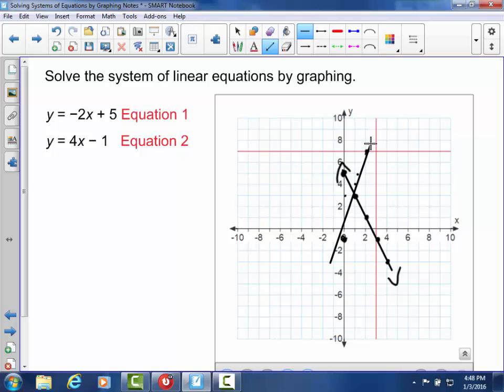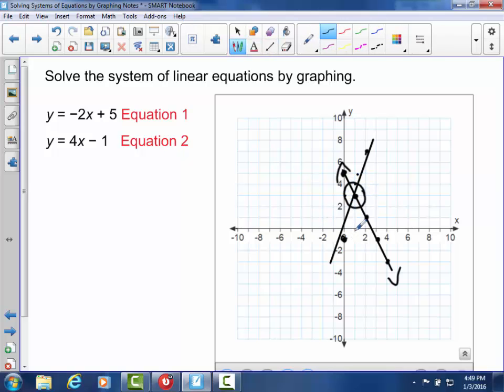Line it through there. Okay. And right here seems to be our point of intersection, which is the point positive 1, positive 3. So now we'll try positive 1, positive 3 in our equations.